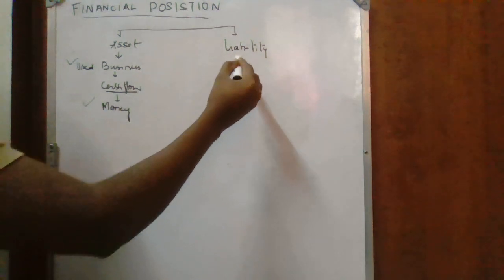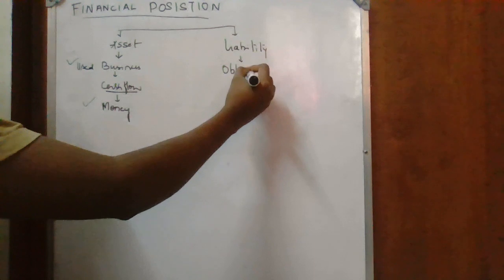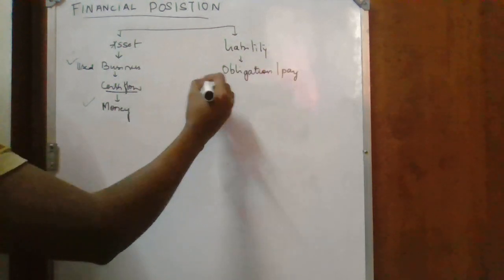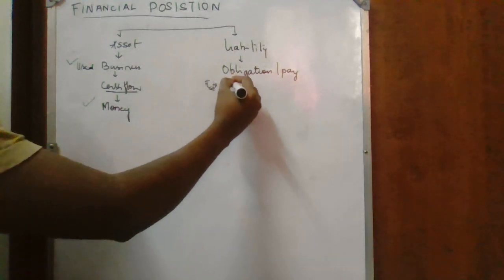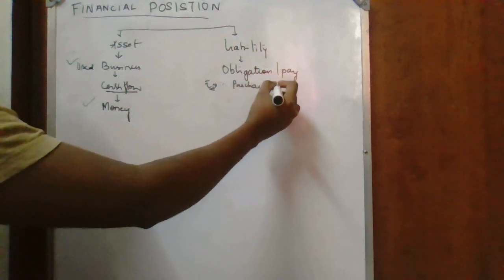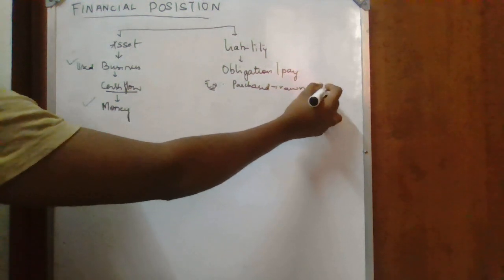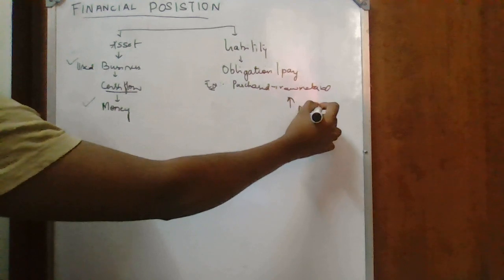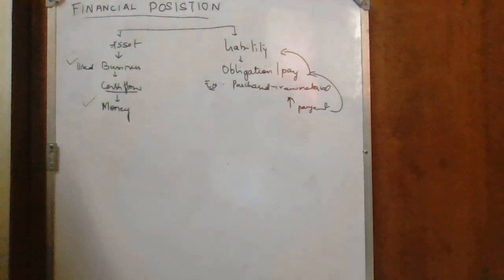What is a liability? A liability is an obligation for the company to pay. Suppose, for example, you would have purchased goods, so you have to make a payment. That is a compulsory payment, because you would have purchased raw material for the purpose of production. So making payment for this is an obligation. So there it becomes a liability.